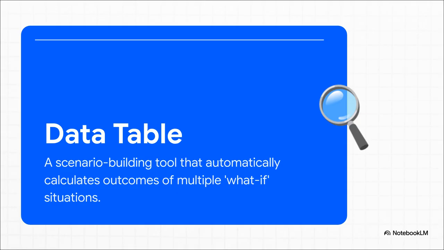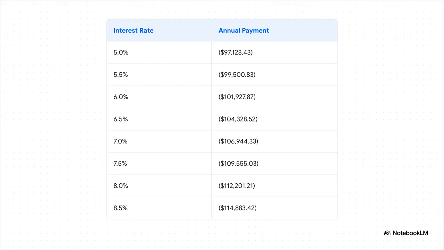Seriously, think of it like Excel's built-in crystal ball. It's a powerhouse for building scenarios. You just ask it, hey, what if the interest rate is this, or this, or this? And boom, you get all the answers instantly. And just like that, all that complexity just vanishes.